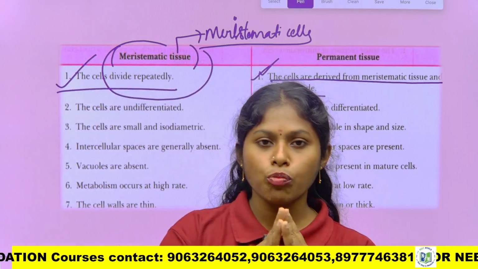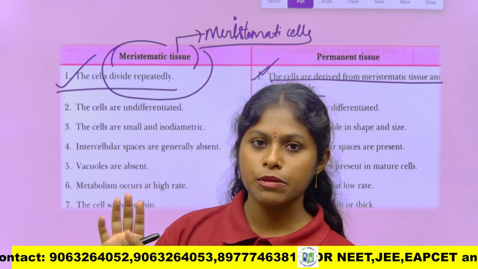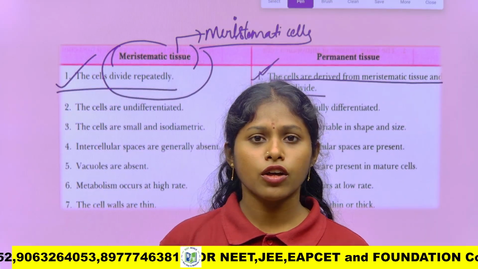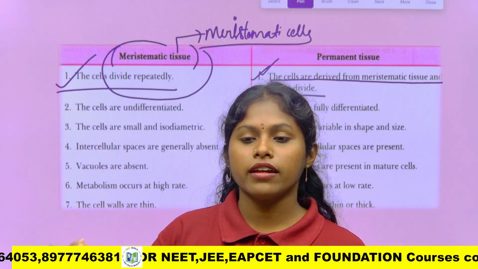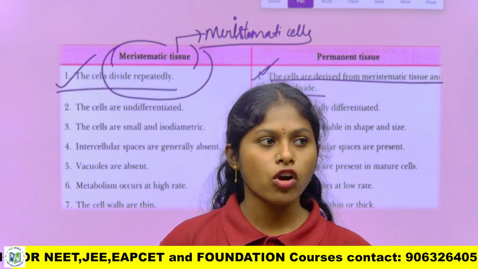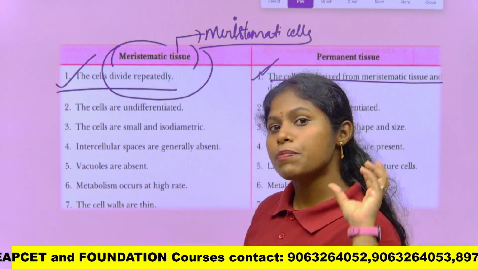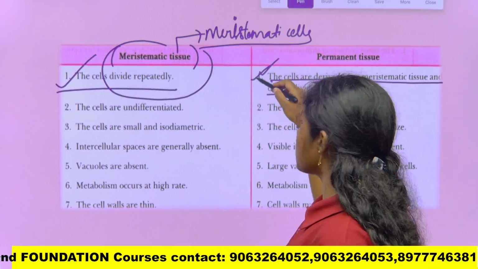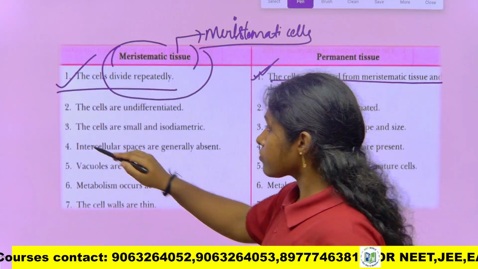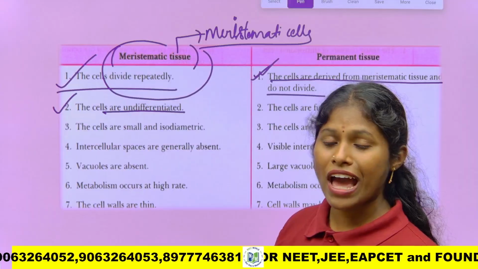If there is a group of students in our classroom, and I am teaching everyone the same subject, is every student going to become a doctor? No. According to their interest and passion, they follow their dreams, and some become doctors, teachers, civil servants, everything, right? So they have a specific role. That is the thing with the permanent tissue. Permanent tissues have a specific role and specific function, right? These are differentiated cells. Meristematic cells are undifferentiated cells. They don't have any specific role.